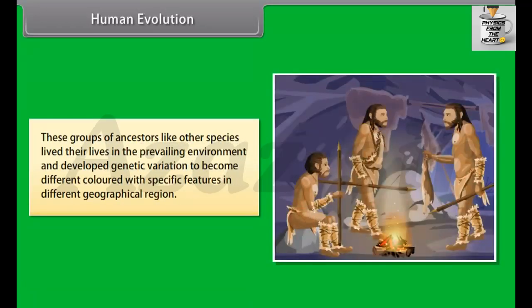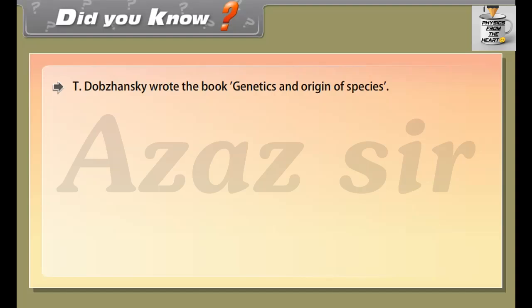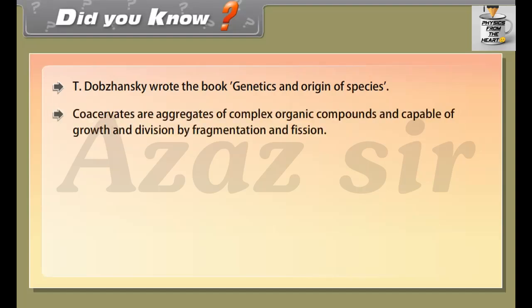These groups of ancestors, like other species, lived their lives in the prevailing environment and developed genetic variation to become differently colored with specific features in different geographical regions. Did you know T. Dobzhansky wrote the book Genetics and Origin of Species? Coacervates are aggregates of complex organic compounds and capable of growth and division by fragmentation and fission.